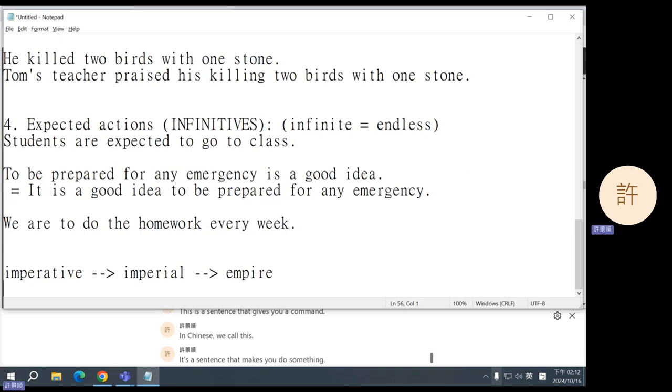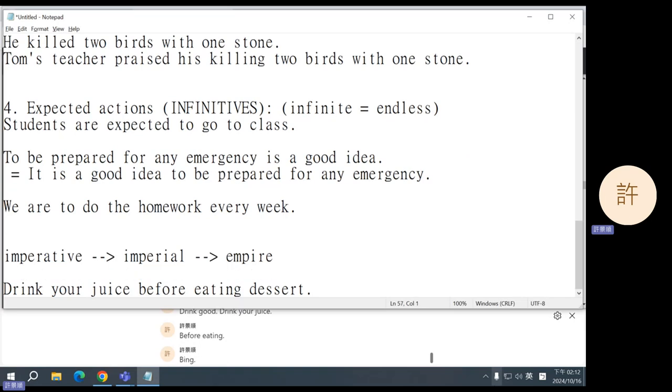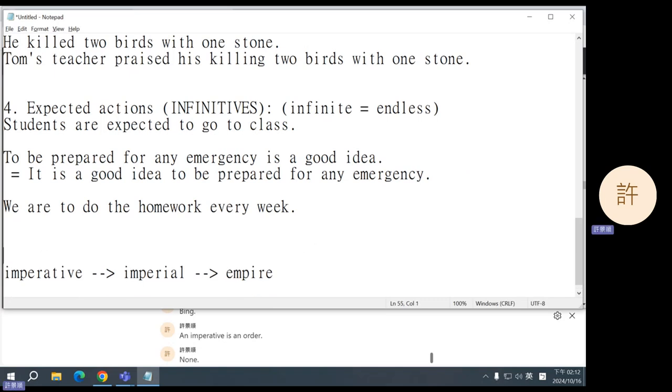Okay, give me a verb. Don't say kill. Drink. Good. Drink your juice before eating dessert. An imperative is an order. I should say that imperative is a mood.